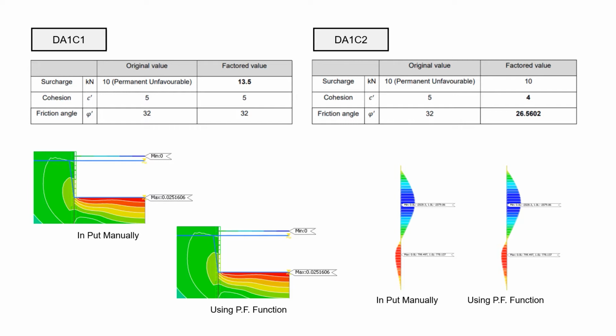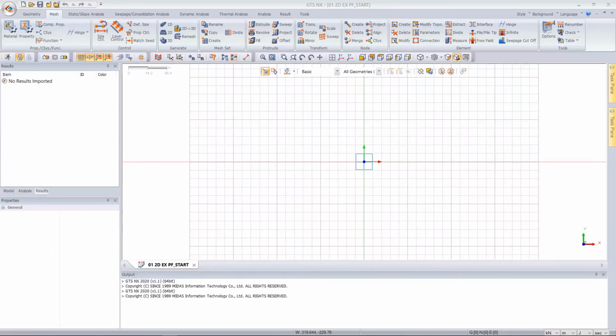And let me close my presentation and open the GTS NX program to see the usage of this partial factor function in GTS NX. Alright, so this is the GTS NX program and I open the file that I created before. So let me check the material first under the material function here.